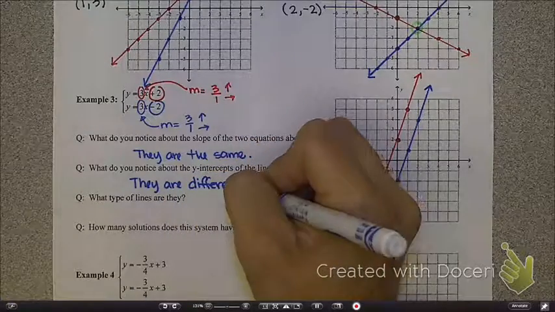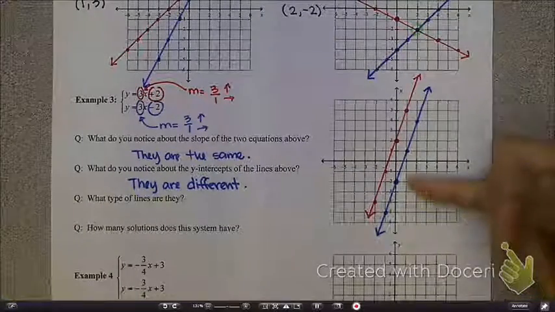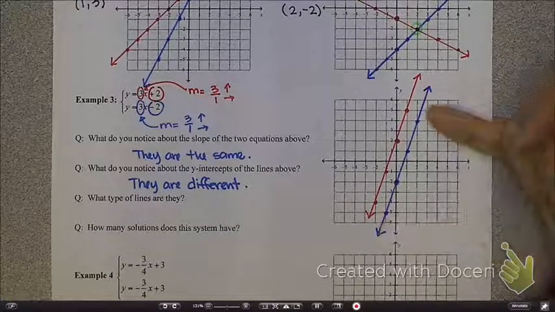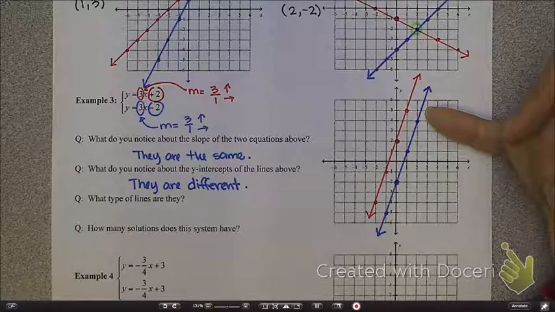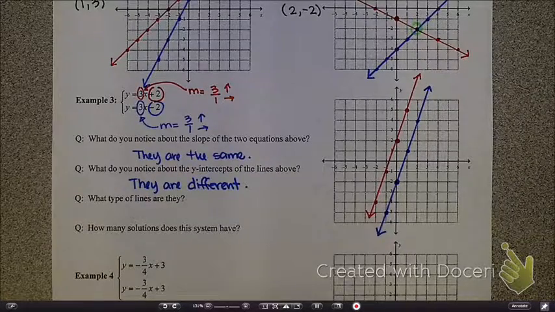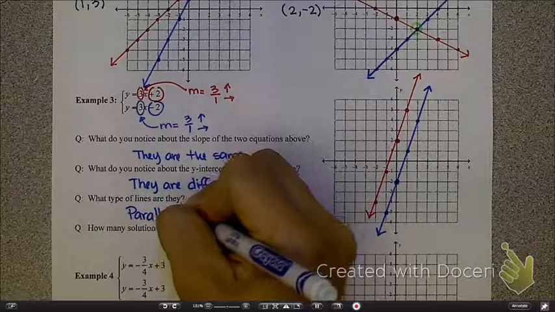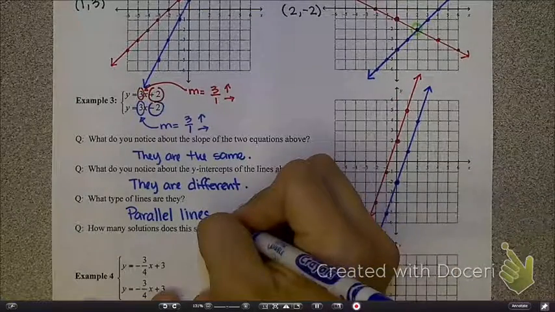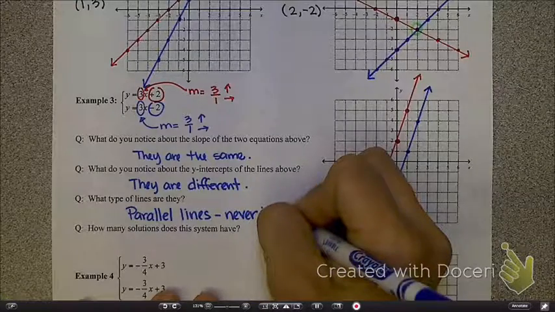Now, because the slopes are the same, but the y-intercepts are in different places, this creates a special type of line, a special type of set of lines. Does anyone remember what kind of lines these are? Give you guys a hint, it starts with a P. Okay, they are called parallel lines. And one thing that hopefully you guys have learned about parallel lines in the past is that they are never going to intersect. Parallel lines do not intersect.